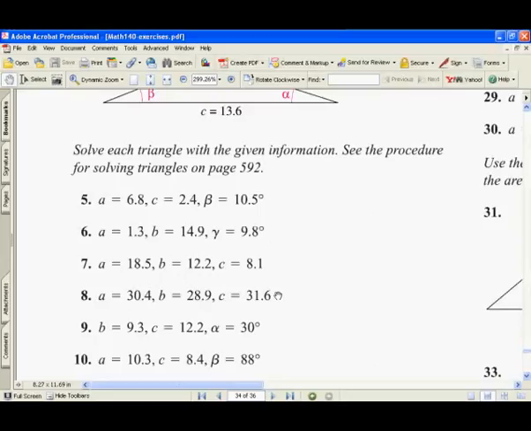Okay, now let's look at problem 6 on page 596. This is one example of the case of two sides and one included angle. Let's copy this problem on the whiteboard. So we know a is equal to 1.3, b is equal to 14.9, and gamma is equal to 9.8 degrees.